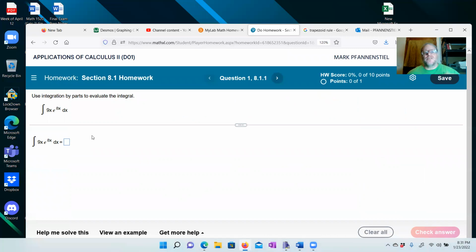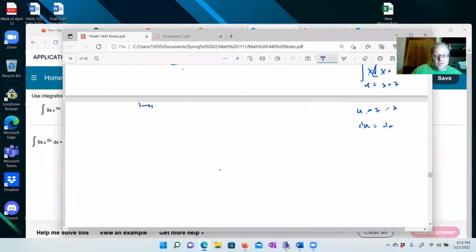So stuff that you're going to see. Generally, a polynomial times an exponent or a polynomial times a logarithm. Okay, those are generally the two types of things that you're going to be dealing with. Okay, so we have the integral of 9x e to the 8x dx.